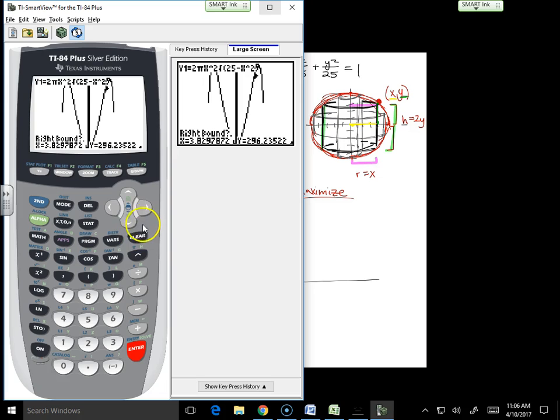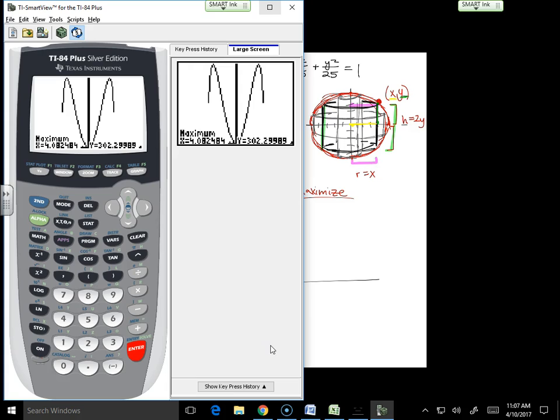Okay, go on the left. Go on the right. Was I not on the left far enough? Okay, left. Oh, that was right. Okay, cool.